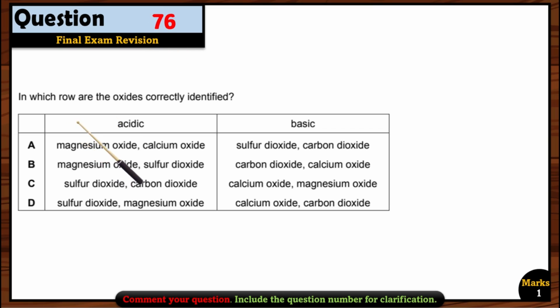Question 76. In which row are the oxides correctly identified? So acidic should be made up of non-metal. Let's see, magnesium, it's a metal. Magnesium, again metal. Sulfur, that's right, it's a non-metal. Carbon dioxide is also a non-metal, yes, so they both are acidic in nature. Let's see for this option. Calcium oxide, yes, it's made up of metal. Magnesium, it's also metal. So these are basic oxides and these are acidic. So option C is right.